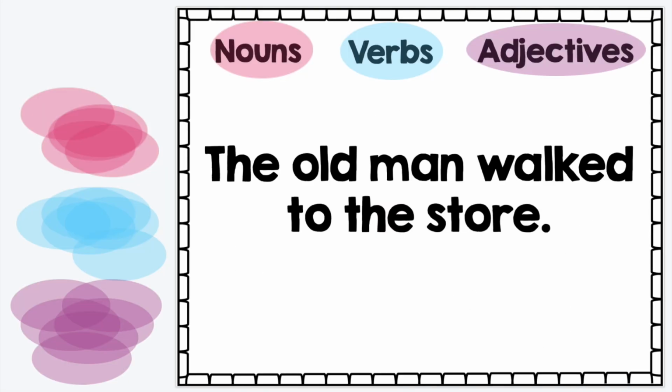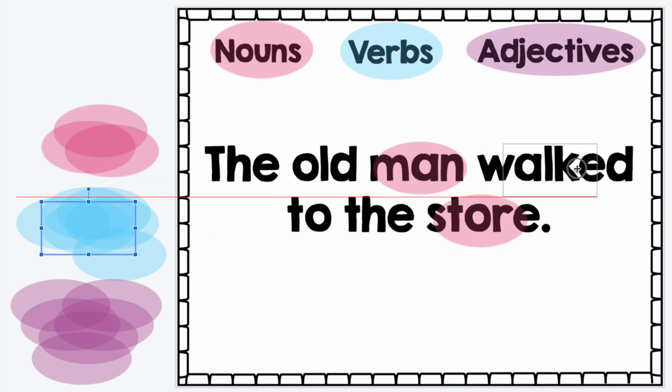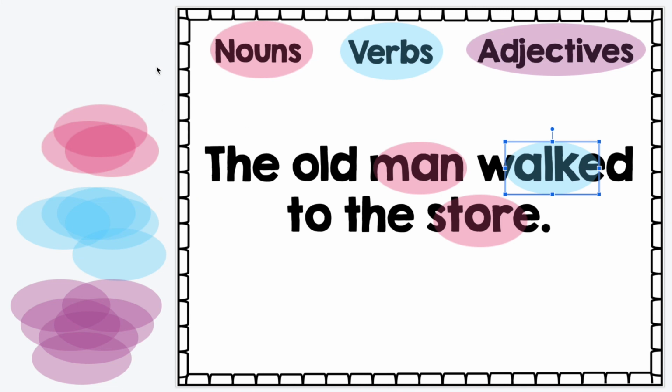So let's take a look at some different types of words in these sentences. So I'm going to try to find a noun in this sentence. So I see the old man walked to the store. So I know man is a noun, that's a person, and store is a place, so that's also a noun. Then I know there's at least one verb in this sentence, and the verb is walked. The old man walked to the store.